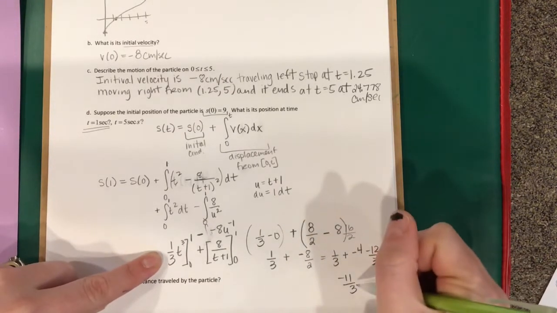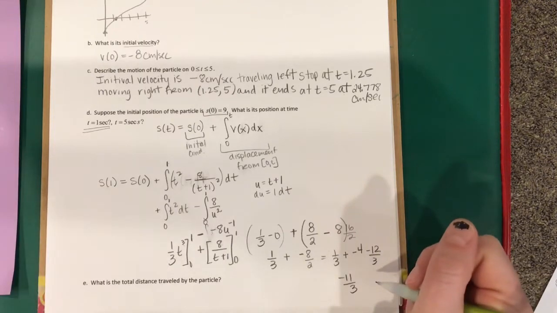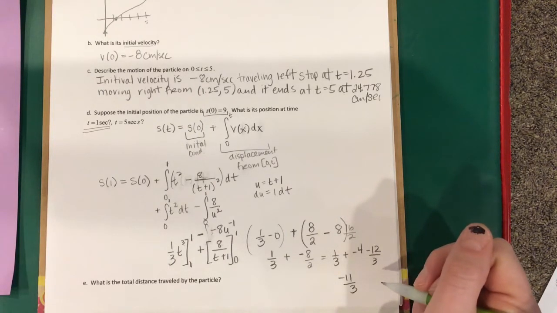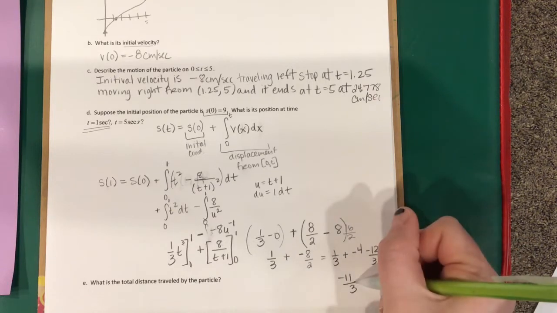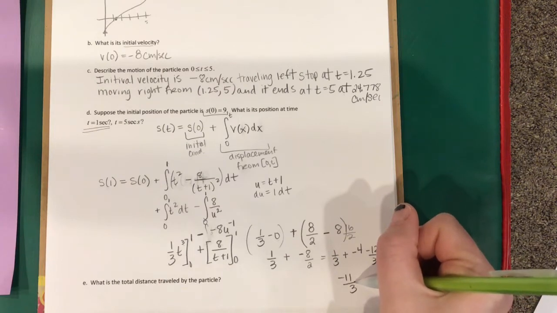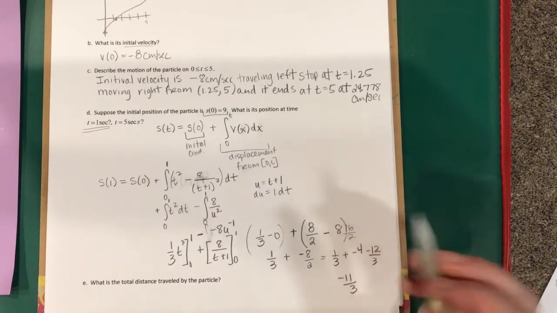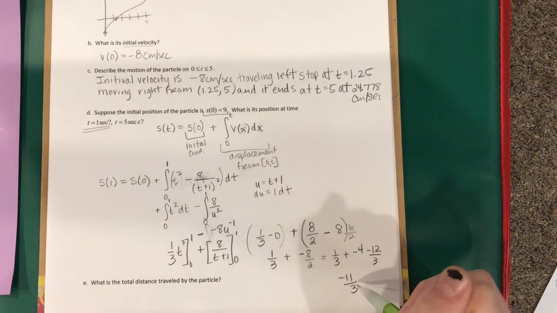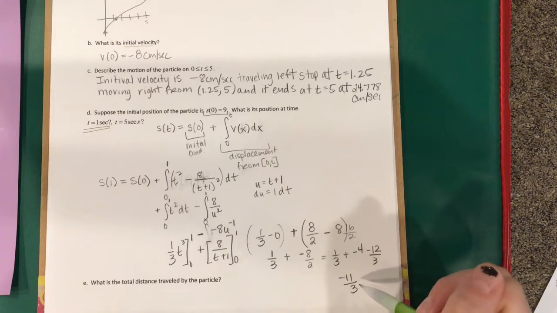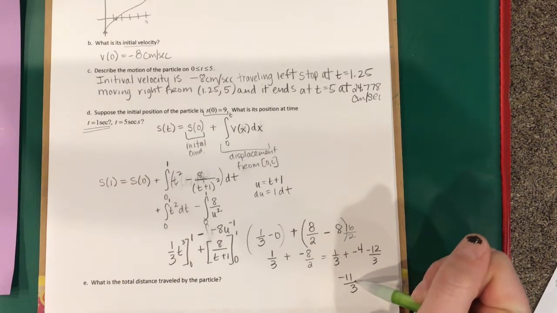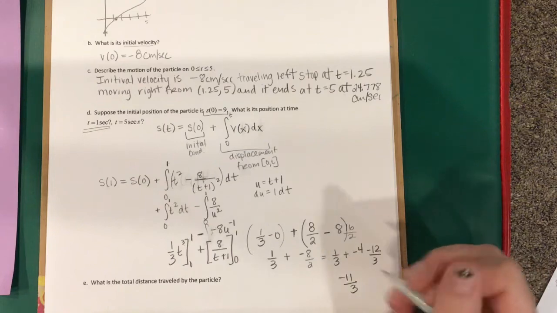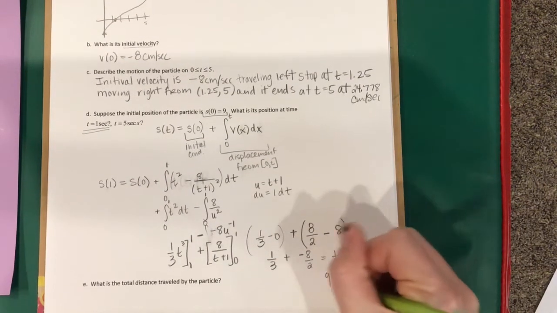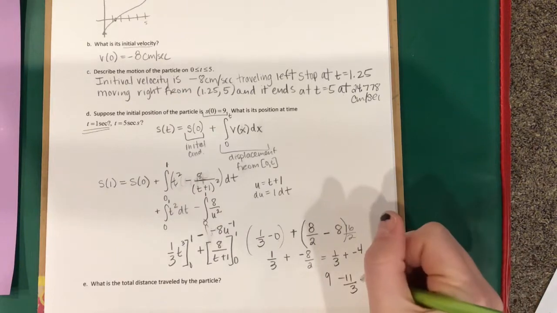So what this is telling us is that we are starting at our initial position of 9, but then we are moving. This was negative, so that's telling us that we're moving to the left. And so our new position is, if I'm starting at 9 and moving to the left 11 thirds, I think we're dealing with centimeters, right?